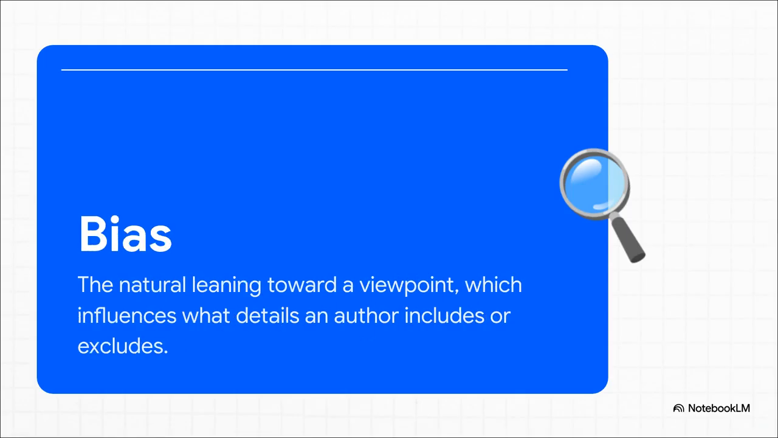And finally, bias. Now, I know a lot of people think bias is a bad word, but it's not really about lying. Bias is just the natural, totally unavoidable result of having a perspective in the first place. It affects what details an author puts in and what they leave out. Our job isn't to find writing with no bias, because that's impossible. Our job is to recognize it.